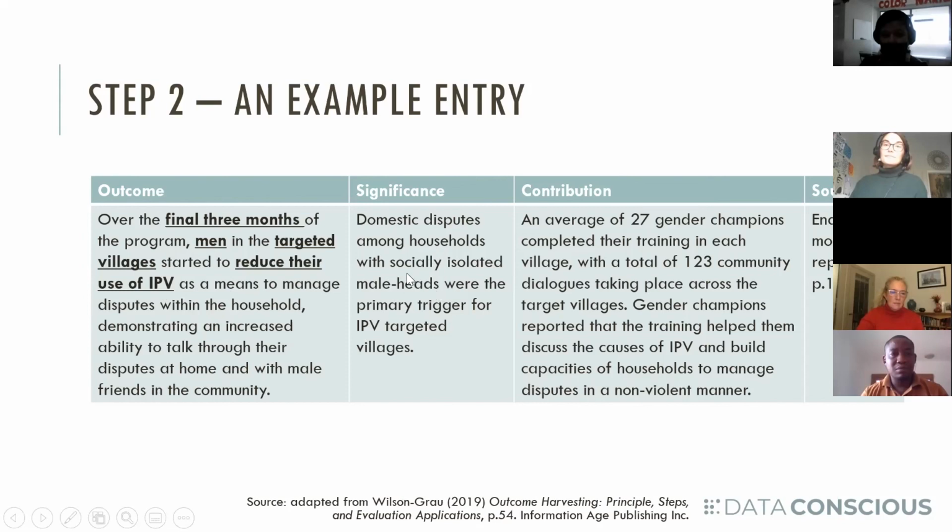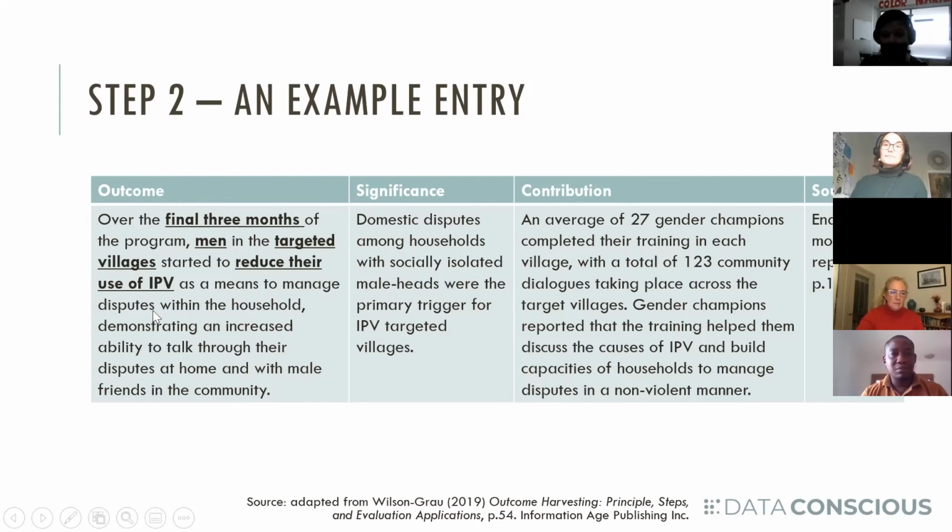What's significant about it? Well, we know from the risk analysis that the domestic disputes amongst households with socially isolated male heads were the primary trigger, primary flashpoint for IPV. And so what we're saying is that the change that we saw here was a reduction in the use of IPV following disputes in the household. So clearly it's relevant to that. And also an increase in the ability of men to talk about their problems with their friends in the community. So in a sense, it's an overcoming of the social isolation. It's borderline, but it's relevant to social isolation.